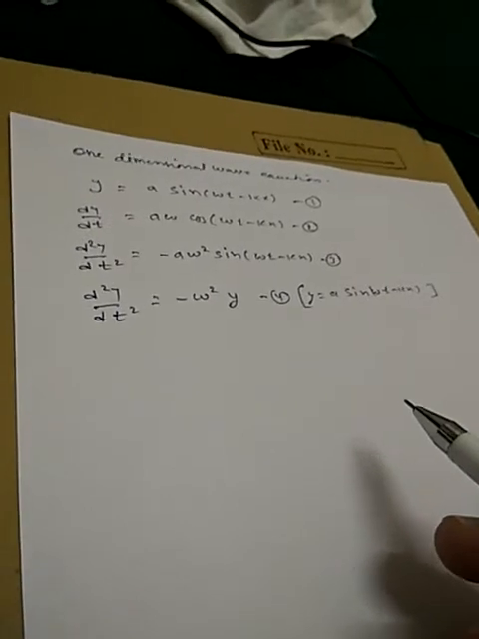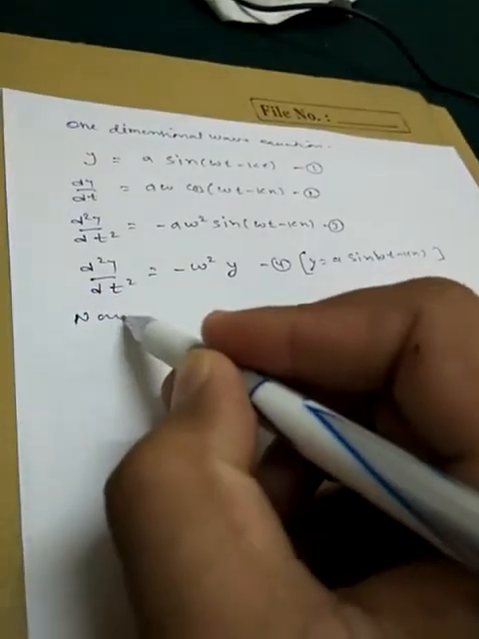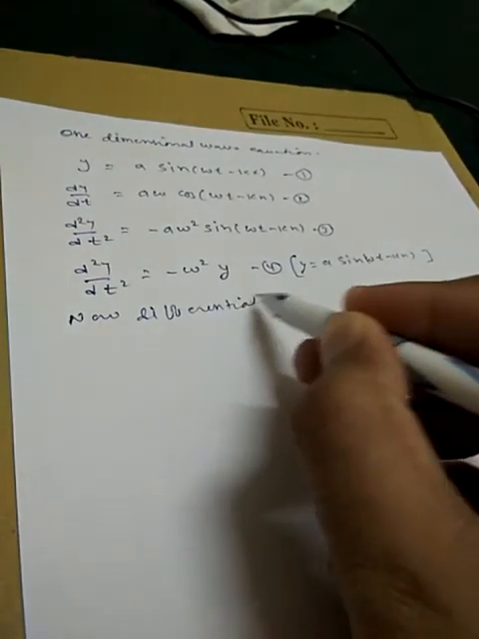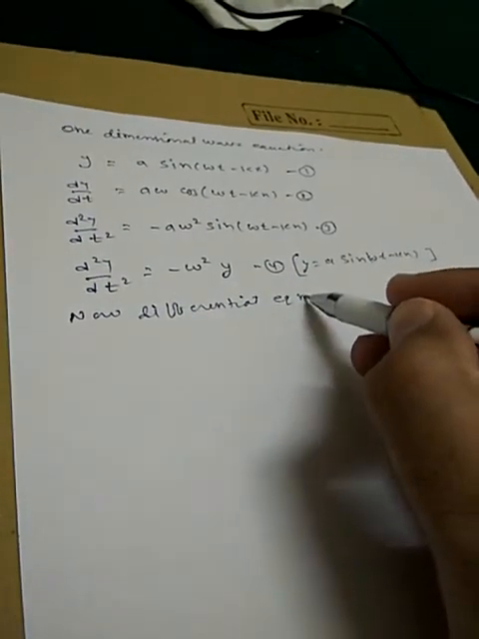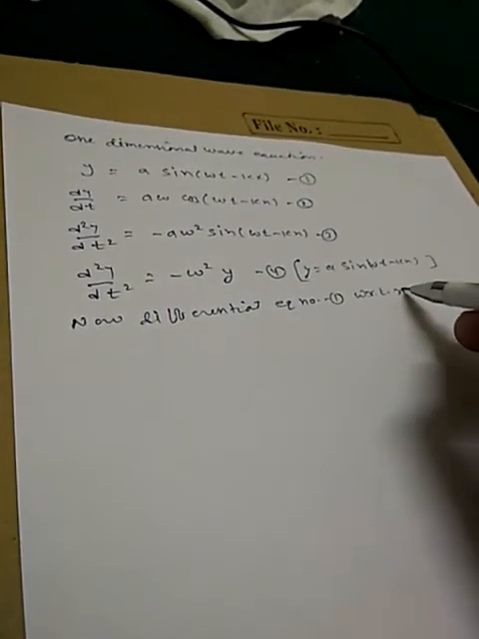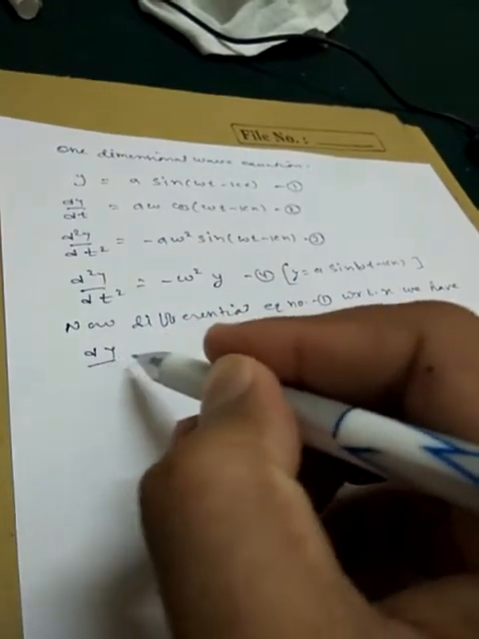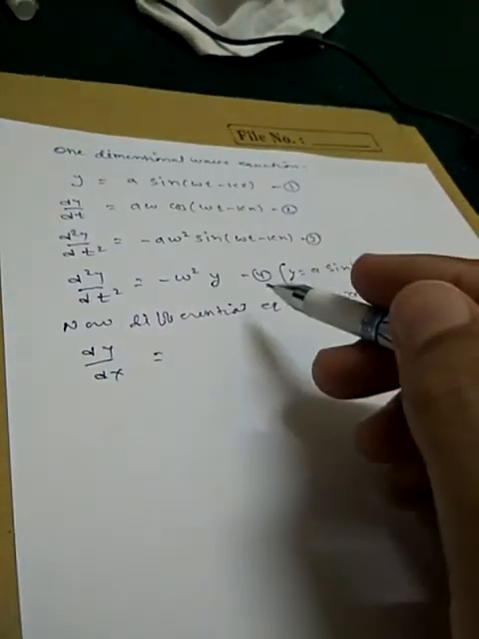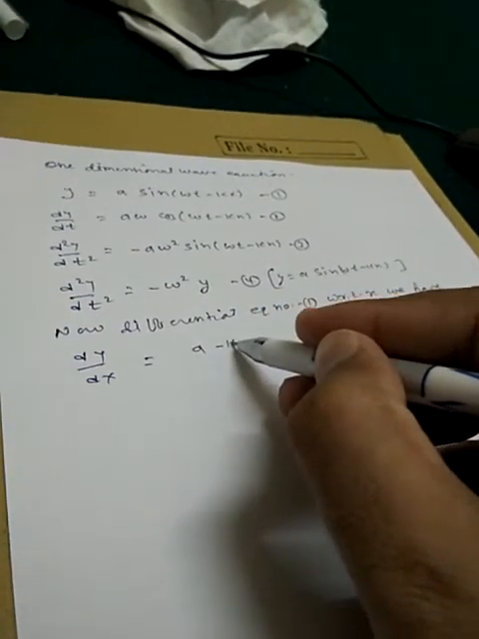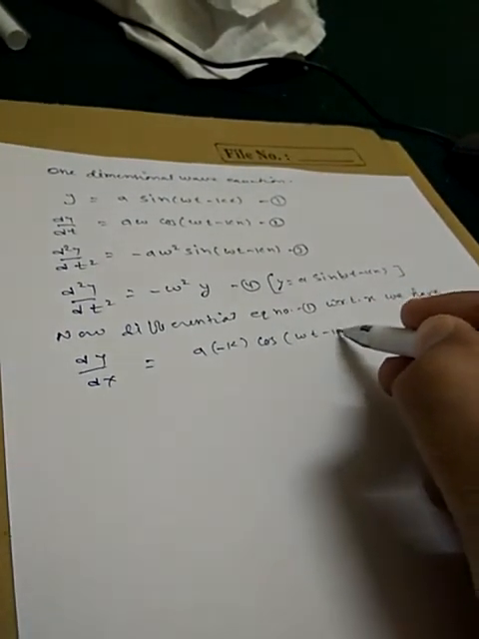Now again we differentiate equation 1 with respect to x. dy upon dx equal to a into minus k cos(omega t minus kx). Equation number 5.